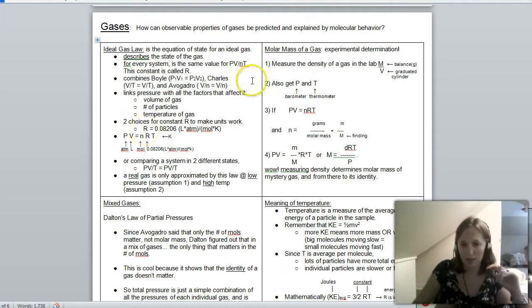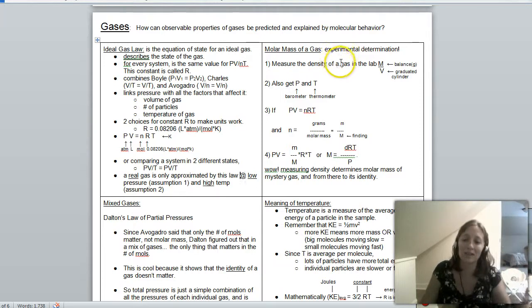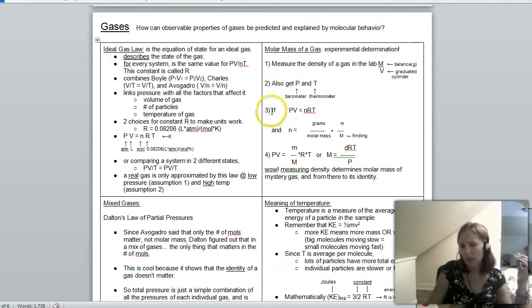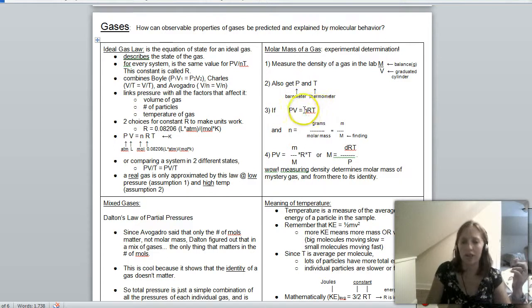Next thing is molar mass of a gas. This is pretty cool because in the lab you can figure out the identity of a mystery gas just by measuring a couple of things, because you can figure out what the molar mass of it is. So step 1, you need to get the density of the gas, which is the mass of it on the balance and the volume of it in a graduated cylinder. You can also get your pressure and temperature, which is from a barometer and a thermometer. And that will give you PV equals nRT. You can solve for n. So you'll know how many moles of gas there are.